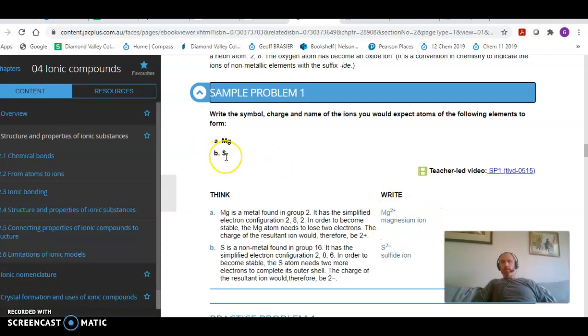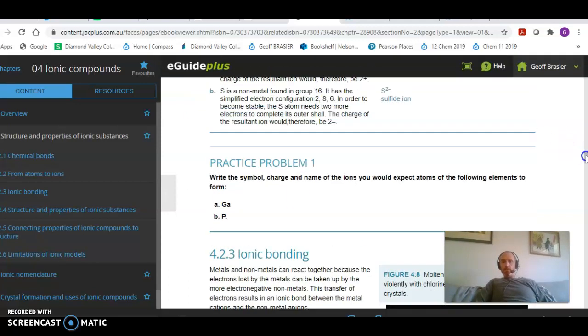S is sulfur, which is element number 16. So its electrons, the first shell 2, second shell 8, and then it's got 6 electrons in its third shell. And so to become stable, it needs 2 electrons to complete its outer shell. The charge is then going to be 2 negative, and we call that a sulfide ion. A couple of ones for you to try: Ga and P.